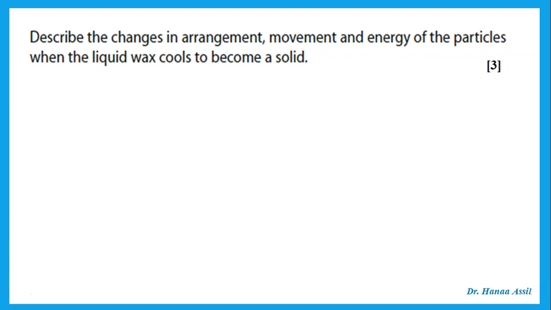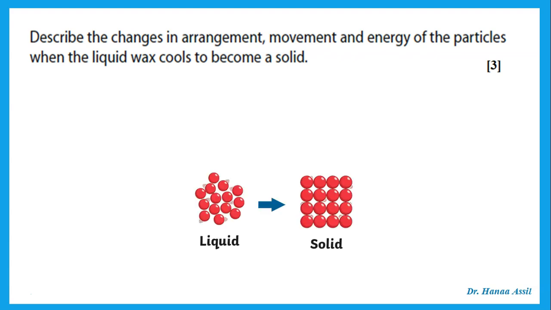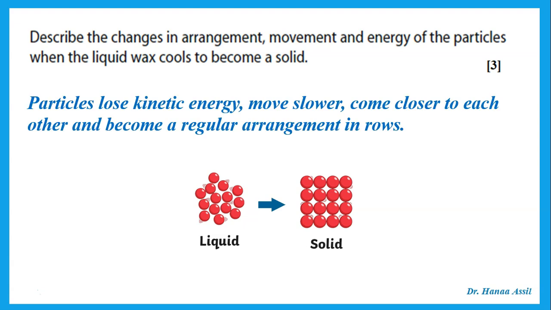If we're asked to describe the changes in arrangement, movement, and energy of particles when liquid wax cools, for example, if any liquid is cooling, what is happening to the arrangement, the movement, and the energy? You should realize that when we're going from liquid to solid, the particles lose kinetic energy. So that is the change in energy. They move slower, so that's the change in movement. And they come closer to each other and become a regular arrangement, and that is the change in the arrangement.